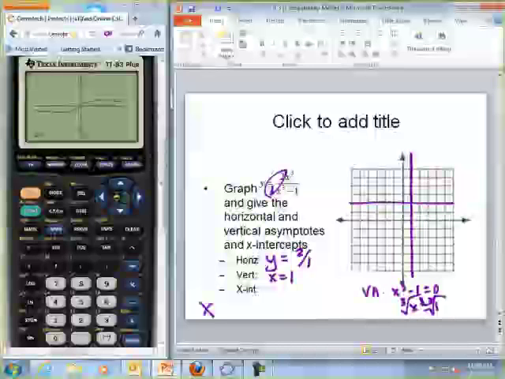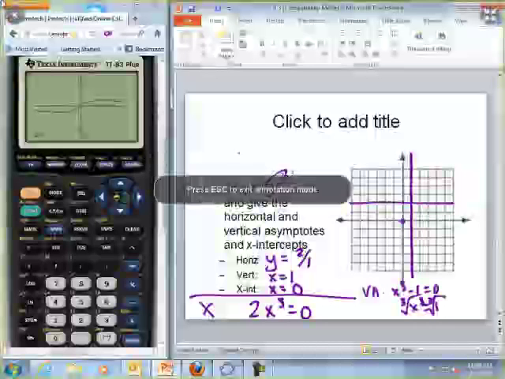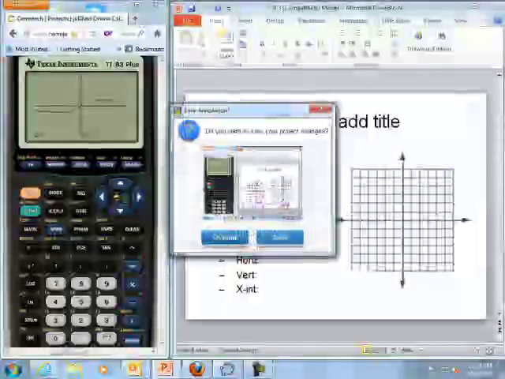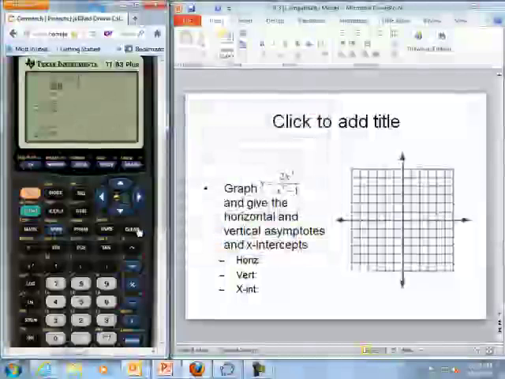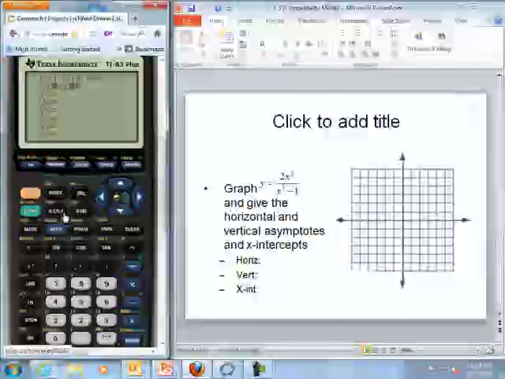X-intercepts, we set the top equal to 0. So 2x cubed equals 0 means that x is equal to 0. So we know we have one place it's going to cross over the x-axis. Then to get the picture of how it fills in those spaces, we go to our calculator. So I'm going to put parentheses around the top again. Divided by, parentheses around the bottom.